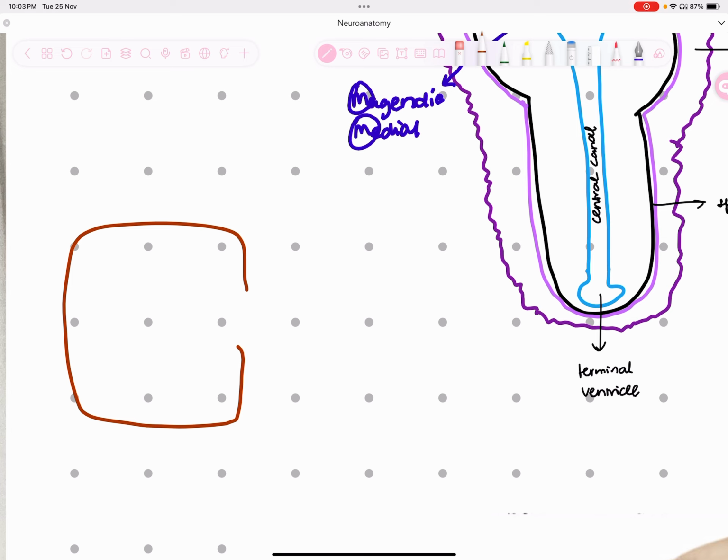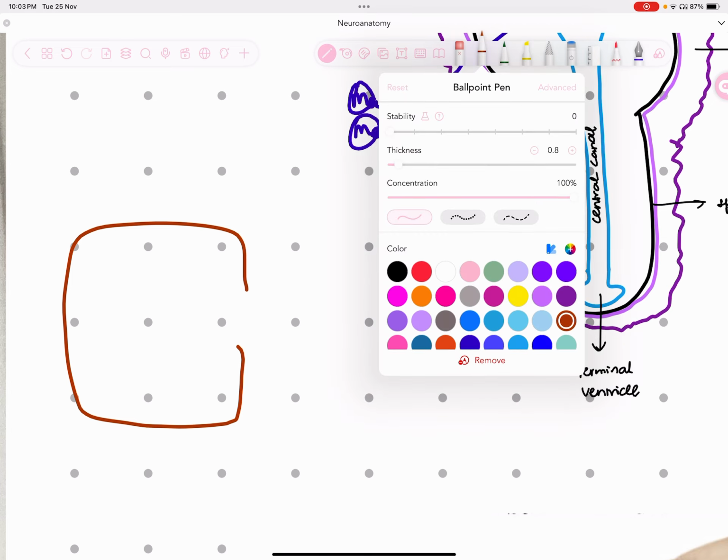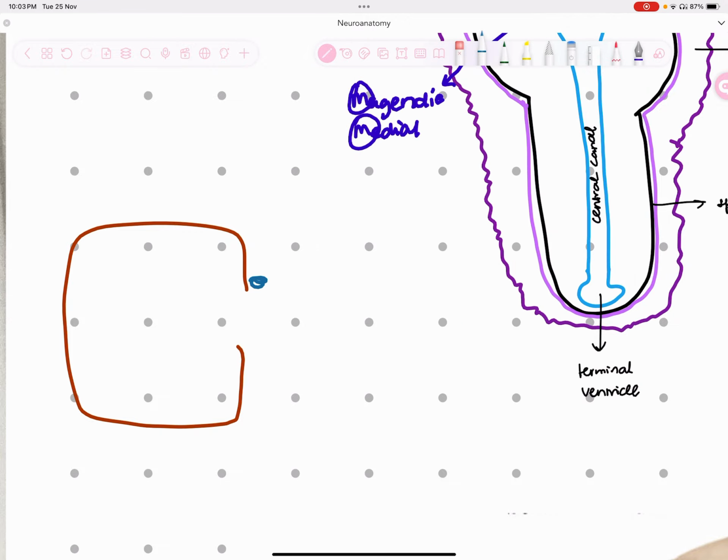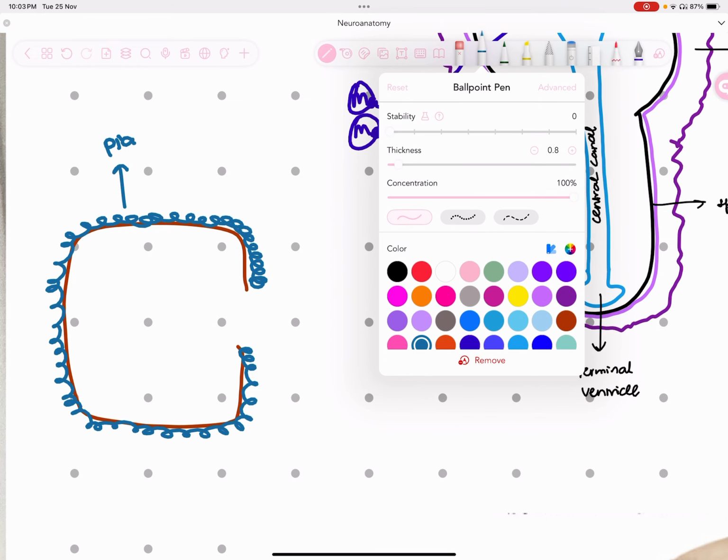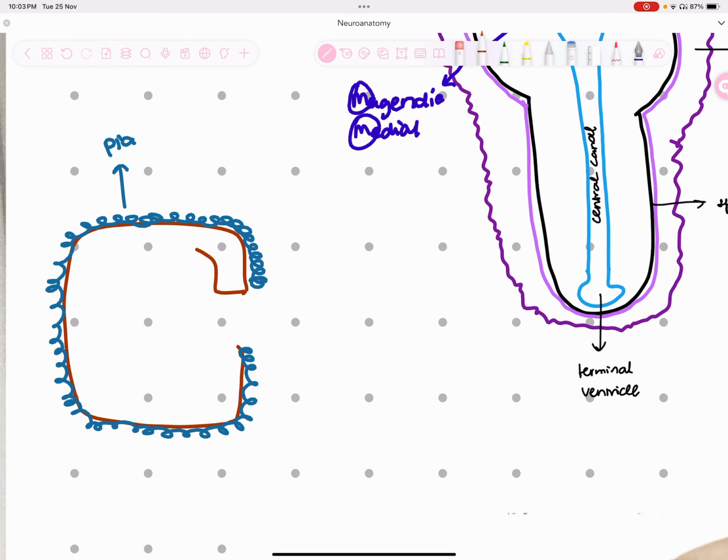And right outside the brain matter, which meningeal covering do you have? You have your pia mater, which is the innermost meningeal layer, pia mater right there. Good. And this is the main matter of the brain, right?